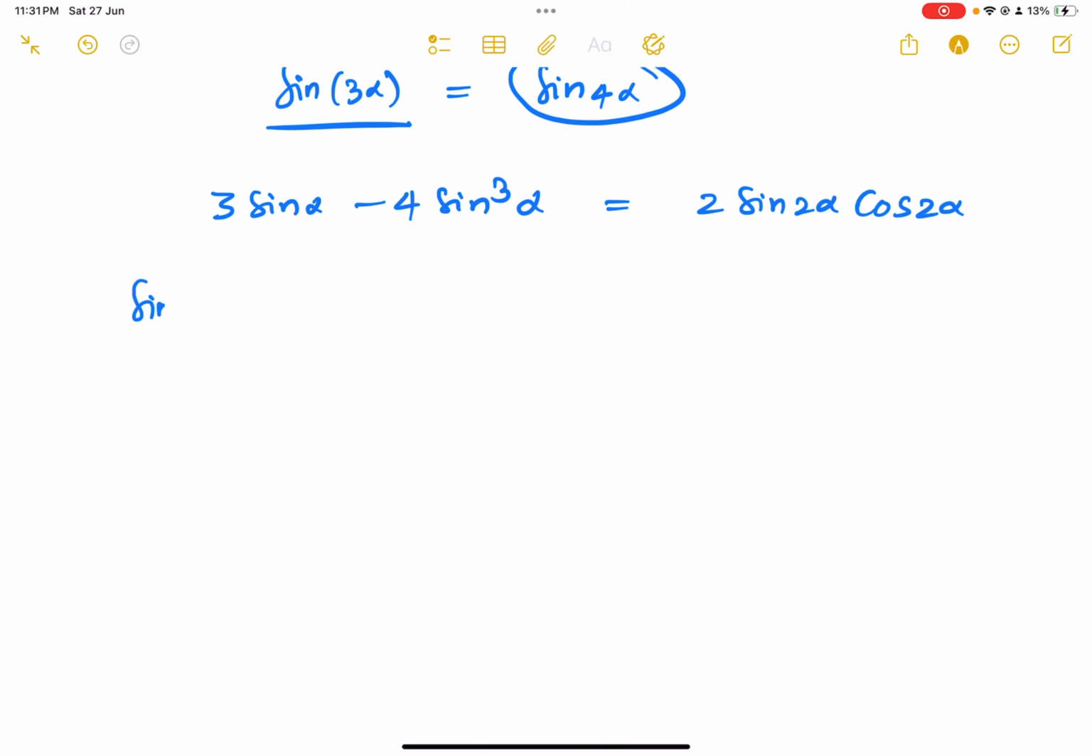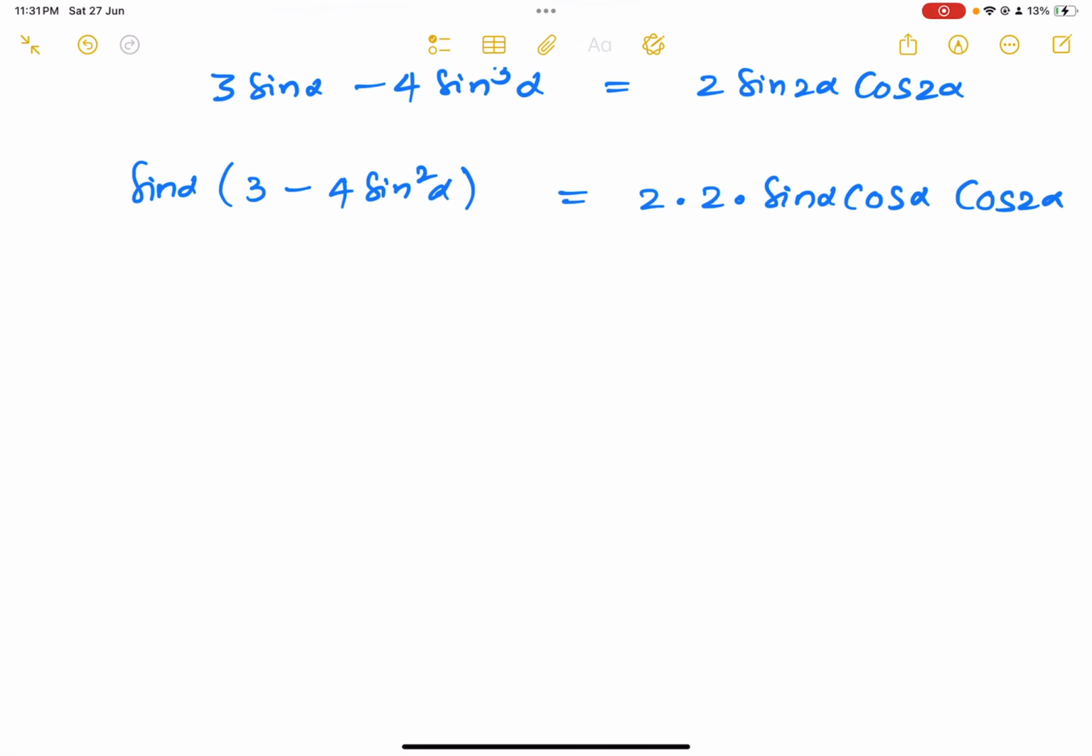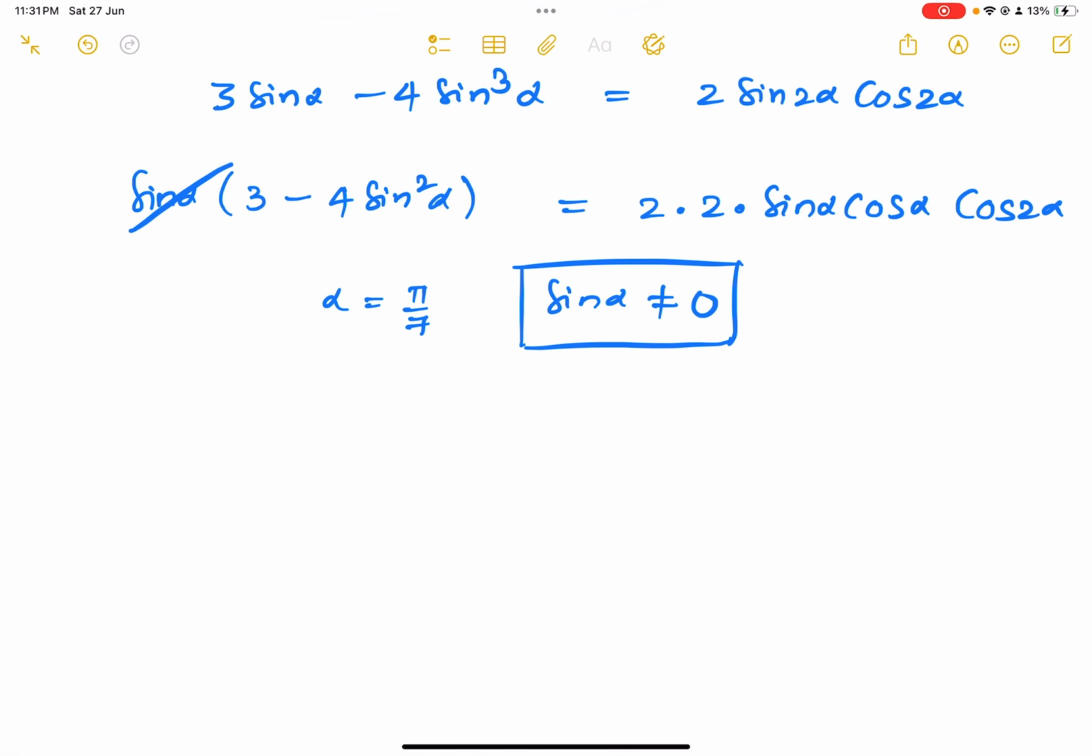Here sine alpha is common in both the terms. So let us take that out and write it like this. And here sine 2 alpha is again 2 sine alpha cos alpha. And then cos 2 alpha will be as it is. Now, since alpha equals pi by 7, sine alpha is not equal to 0. It is clearly not equal to 0. And this is the reason why you can cancel out the sine alpha on both sides.